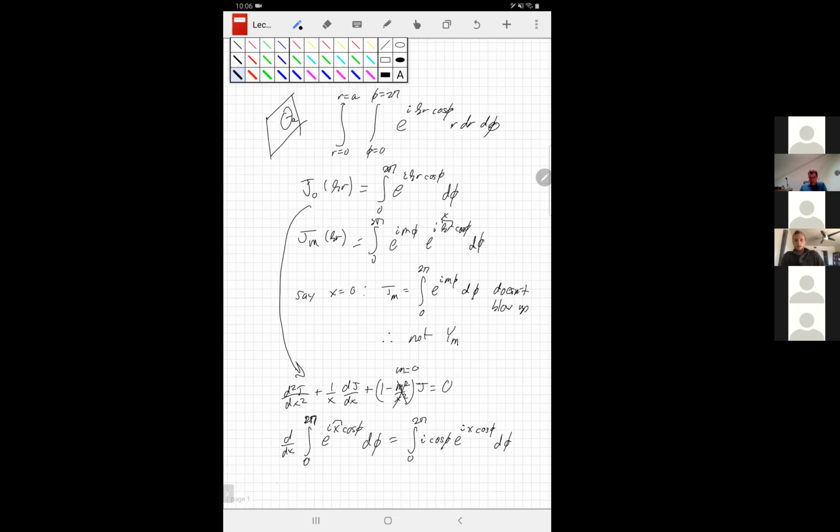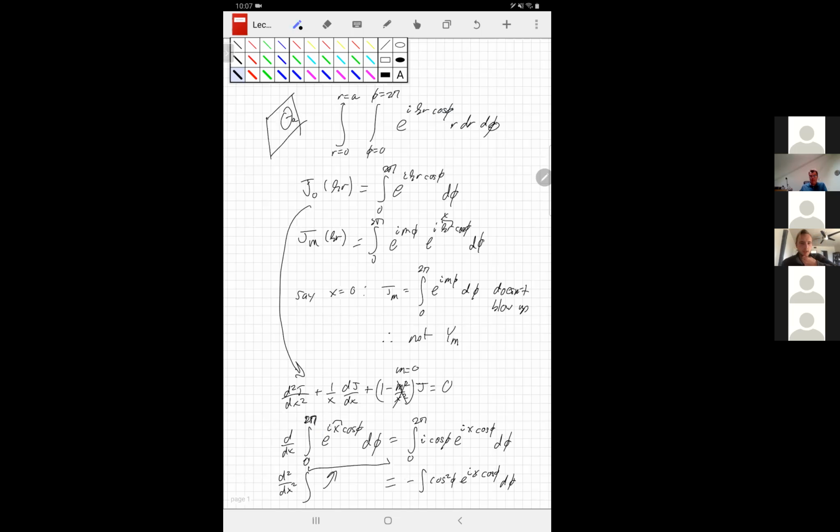And then the second derivative of all of that integral, that whole thing, is just going to be minus the integral of cos squared phi e to the I x cosine of phi d phi.